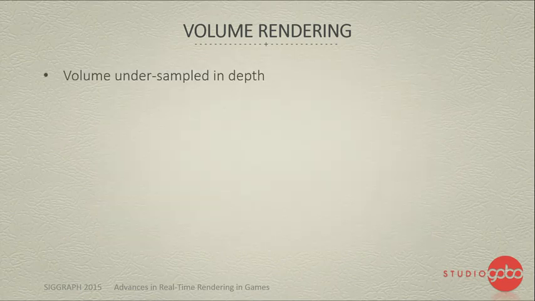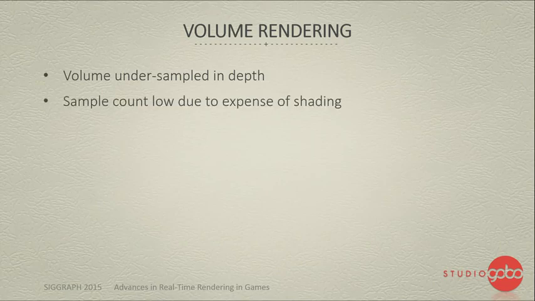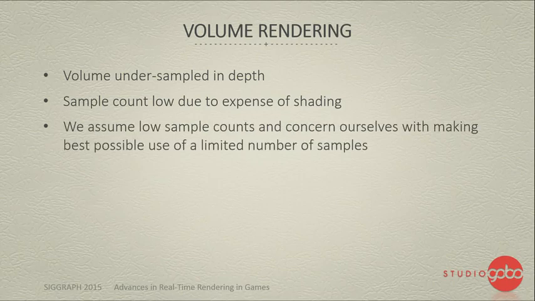This is happening because the camera is undersampled in the forward direction. The sample count is low, as we've seen in the other two talks today, because of the expense of shading. Instead of just doing one shading computation for the surface, we're having to do multiple in the volume. So in our research, we assume that low sample counts are a given, and we ask if there's anything we can do to reduce this aliasing.